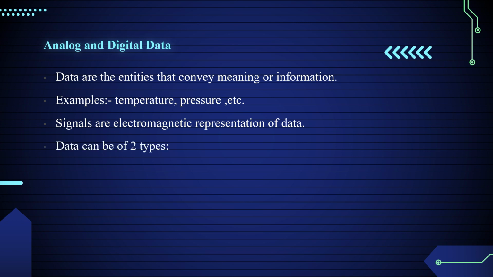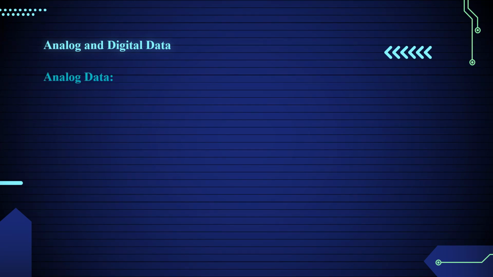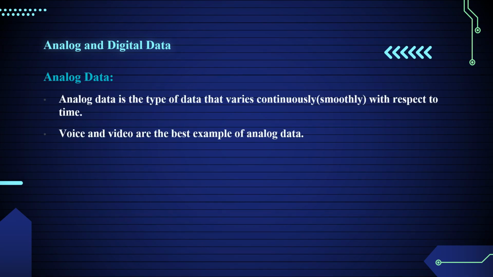Data also can be of two types, which are analog data and digital data. First, we will see analog data. Analog data is the type of data that varies continuously, which means smoothly with respect to time. Voice and video are the best example of analog data.